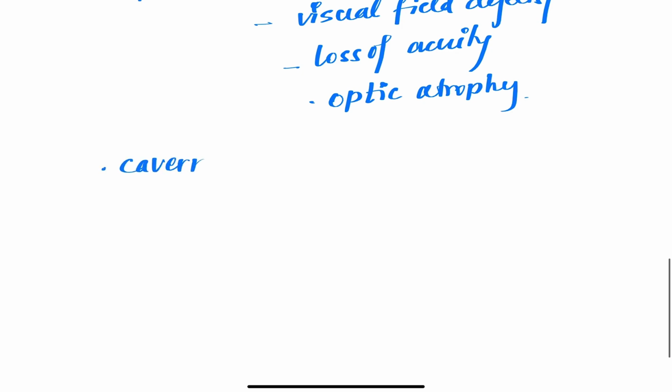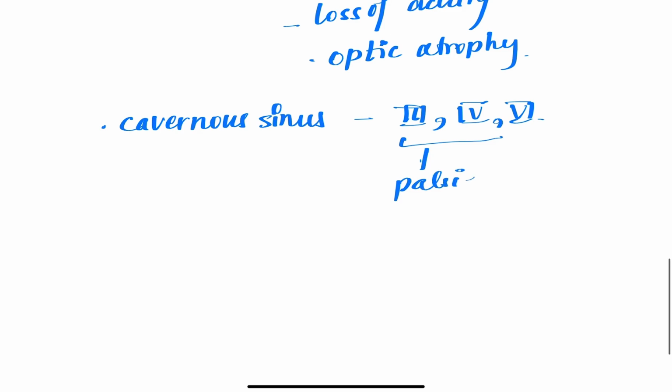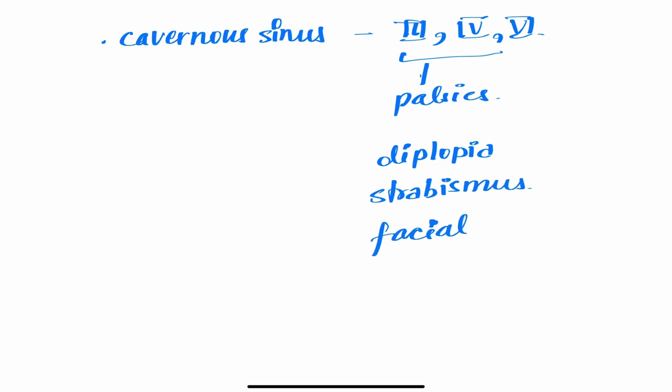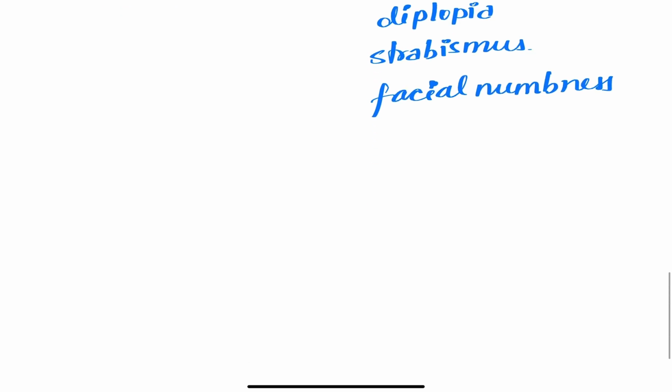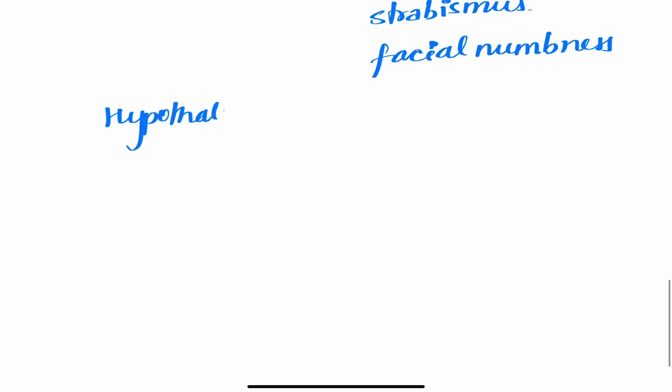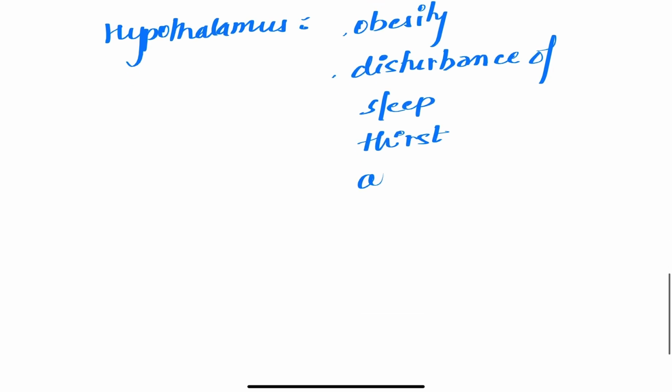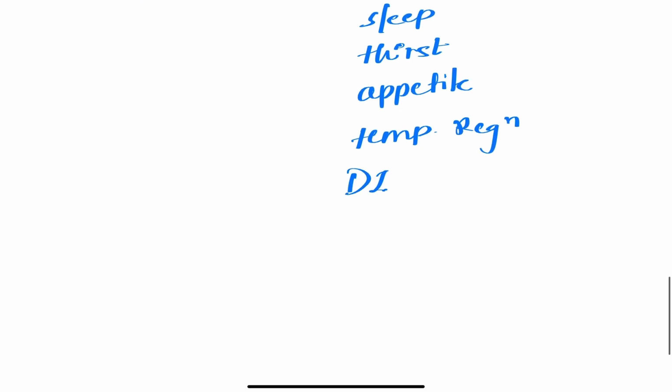If there is involvement of cavernous sinus, which contains the third, fourth, and sixth nerve, there will be palsies of these nerves, which will result in diplopia, strabismus, and facial numbness. Next, if there is involvement of hypothalamus, there will be obesity, disturbance of ANS function like sleep, thirst, appetite, temperature regulation, and diabetes insipidus.